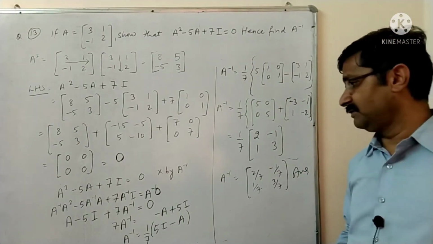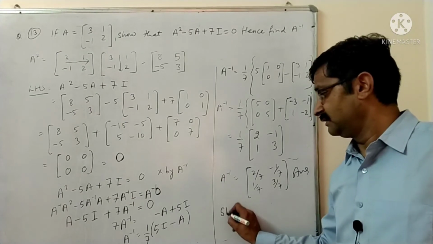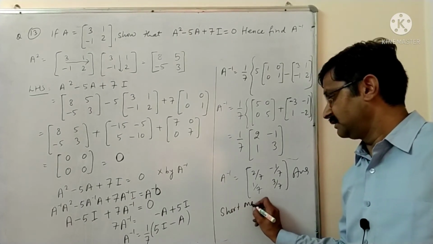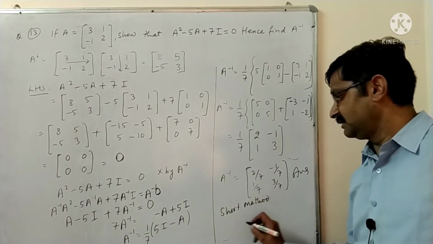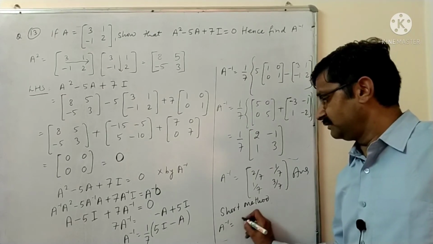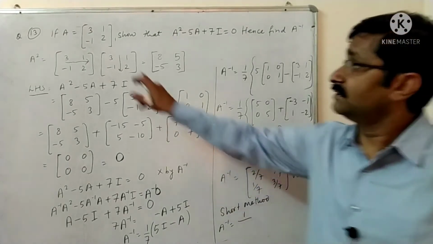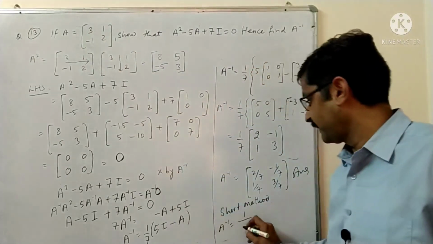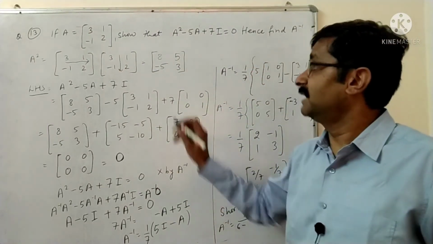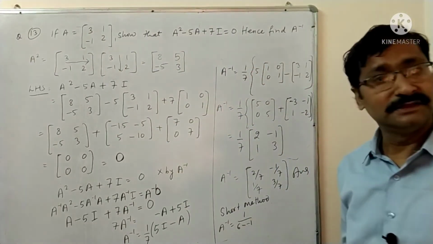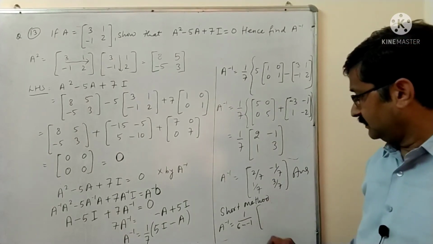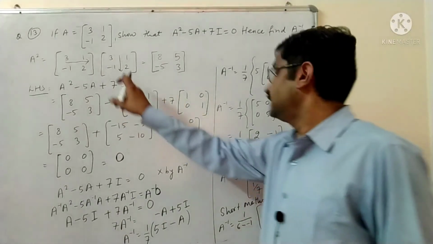Okay, one more short method also we have to find. Short method is what? A inverse will be equal to 1 upon the cross product, we write 3 into 2, 6 minus 1. Okay, and you will interchange this.